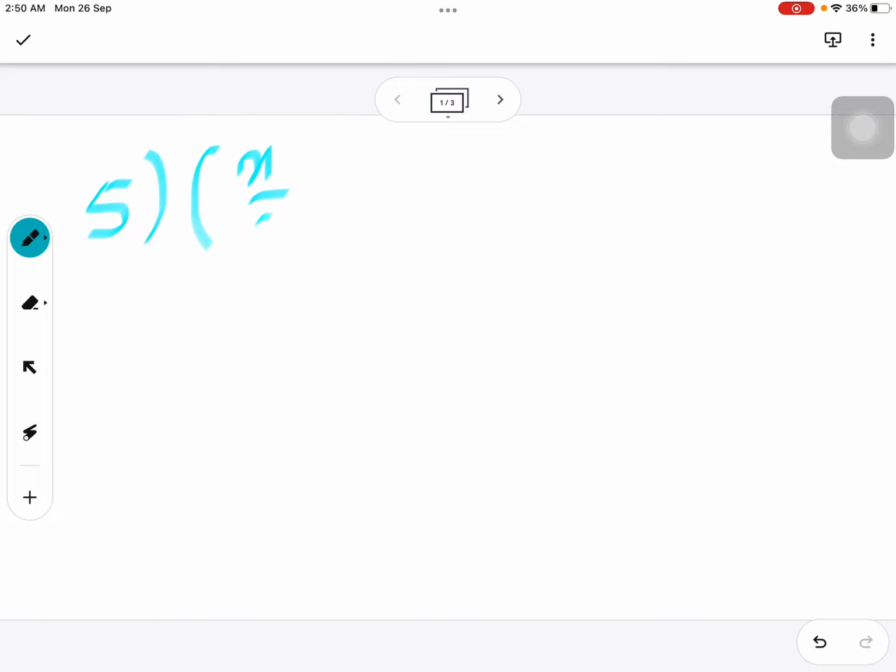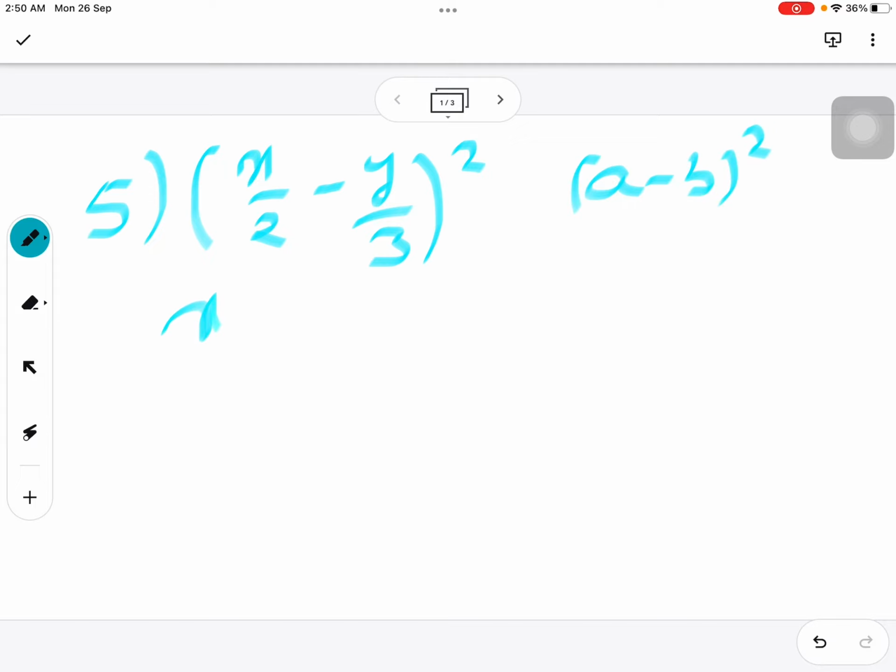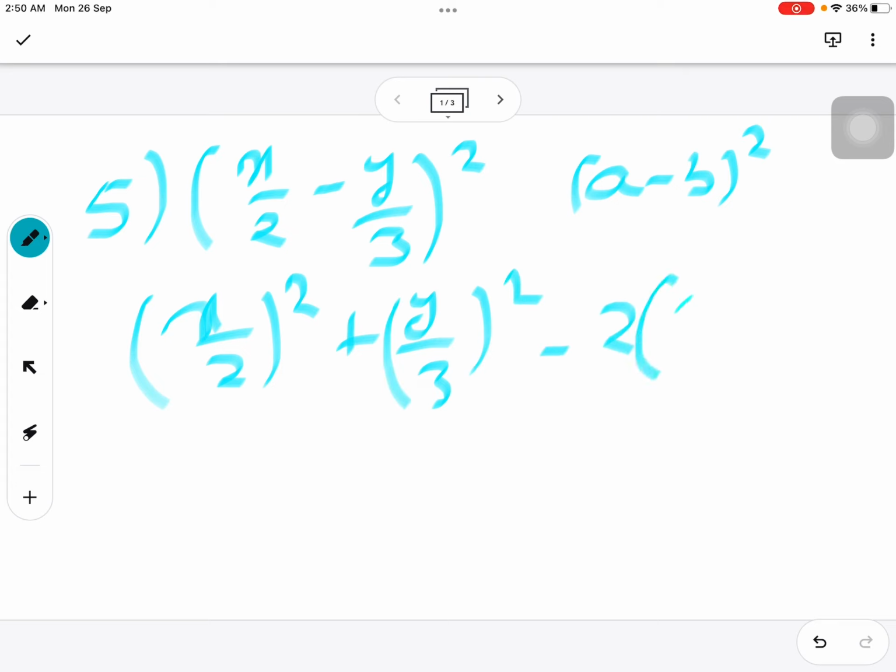x by 2 minus y by 3 whole square. Okay, again you have to use the formula a minus b whole square, a square plus b square minus 2ab. So x by 2 whole square plus y by 3 whole square minus 2 into, always write brackets. Make it a habit to write brackets, because that will avoid a lot of problems in the future.